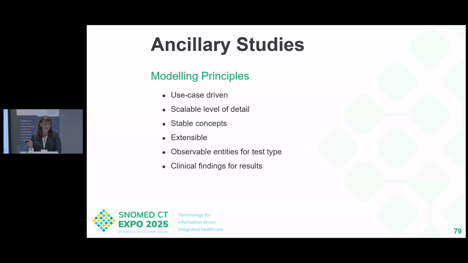We've also made the decision to use observable entities for the tests because of its rich concept model, and clinical findings for the results, because that means that in your reports, even if you just have the result, you can trace it back to the observable entity and get that rich definition with all the information from there.